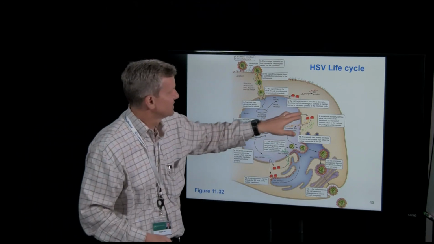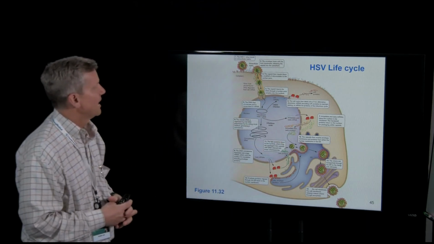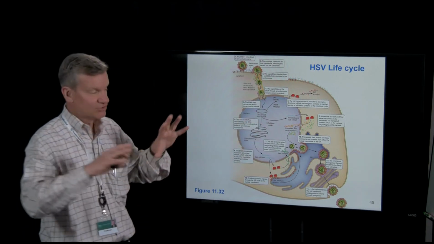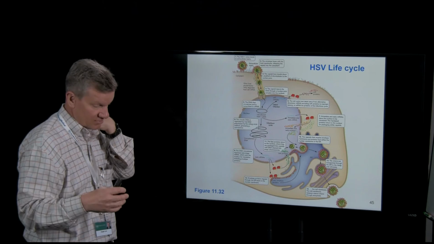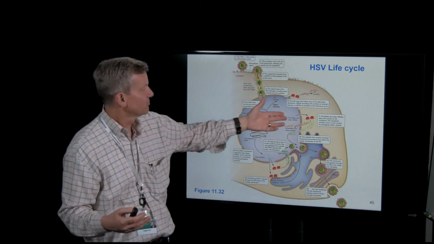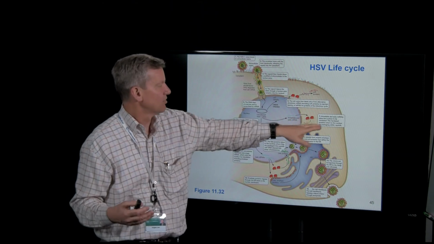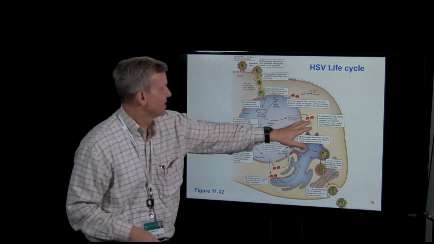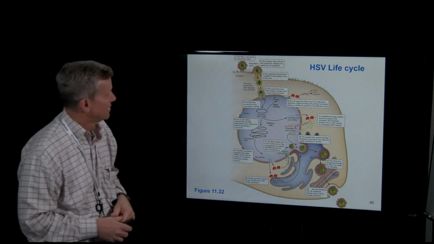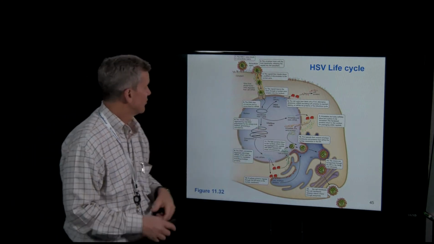So immediate early genes then are produced from the circularized DNA. This just uses the same mechanism. A DNA-dependent RNA polymerase would make this RNA. The RNA goes out into the cytoplasm and makes these proteins. These proteins are early proteins. A lot of them are regulatory.